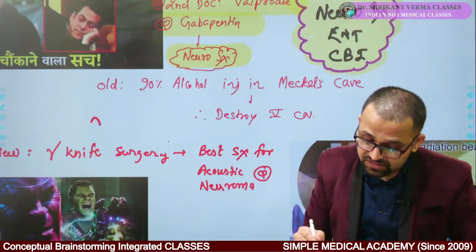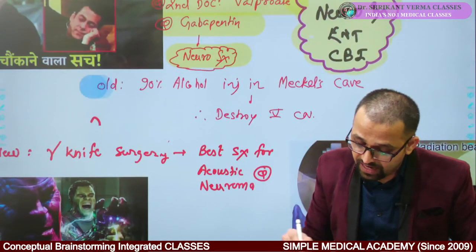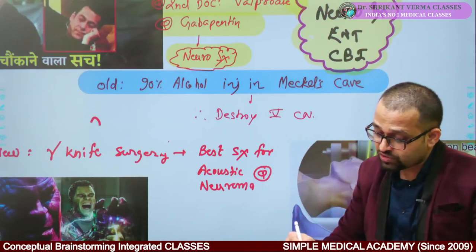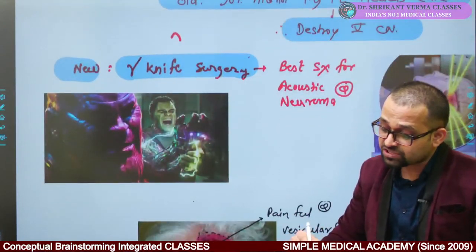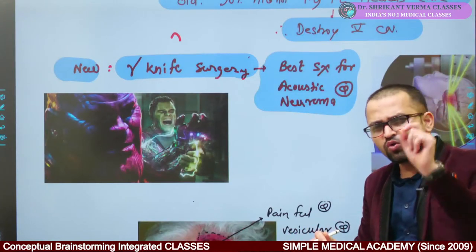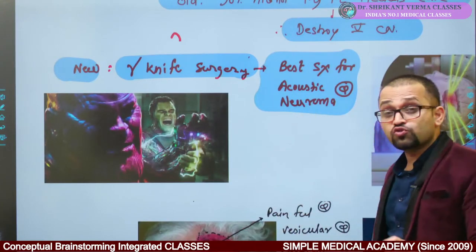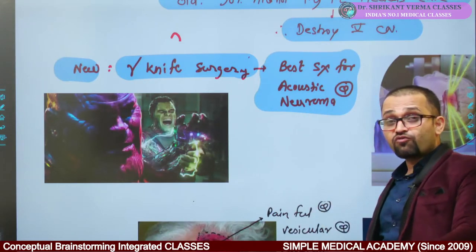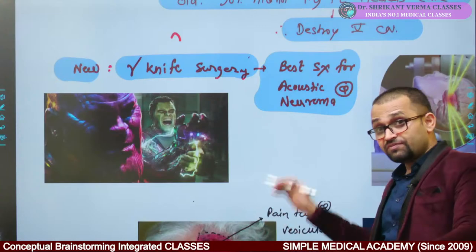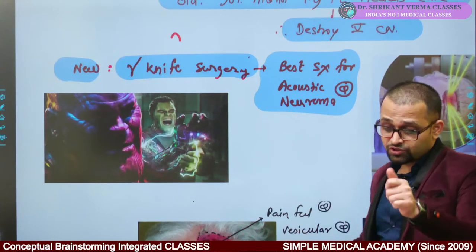Everything is written in our workbook. 90% alcohol in the Meckel's cave destroyed the fifth cranial nerve, but new gamma knife surgery is the best surgery for the acoustic neuroma, and don't miss the acoustic neuroma in ENT. Okay, again, if the topic is asked from the acoustic neuroma, we will discuss this point, so don't worry for that.